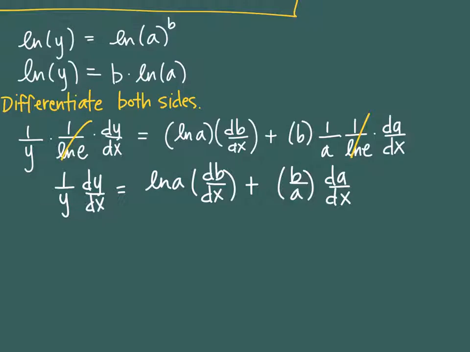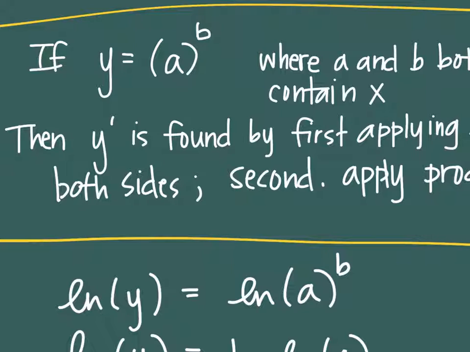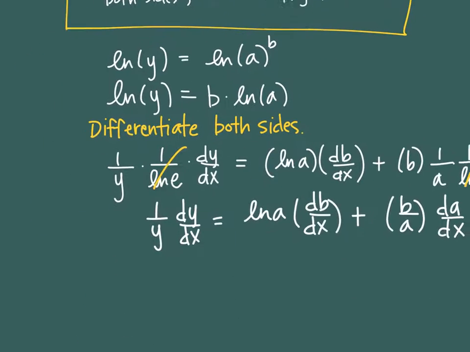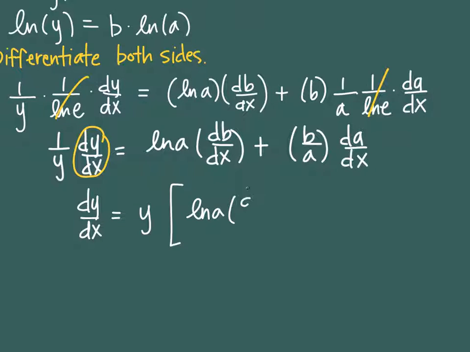What is the purpose? I was given y equals. What am I trying to find for this whole thing? The derivative of y. Where is the derivative of y in what I've got left? It's right here. That's what I'm looking for. So how do I get that by itself? Multiply both sides by y. And so dy/dx will be y itself times all the rest of that stuff: ln A dB/dx plus B over A times dA/dx.